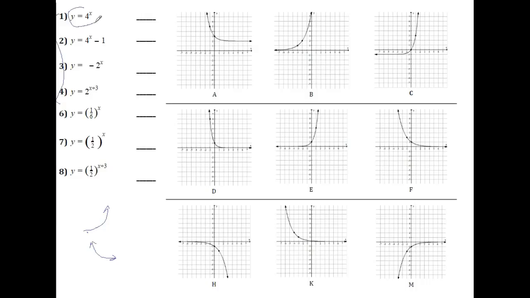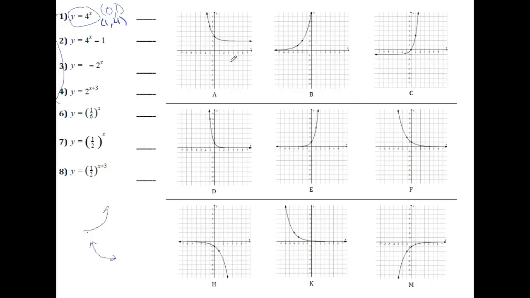This very first function has absolutely no transformations whatsoever. It's just y equals 4 to the x. That base is 4, so I know to look for a graph that has a key point of (0, 1), and also goes through (1, 4), since if x is equal to 1, y would equal 4. No up or down shift, no left or right shift, and it's going to be growth.